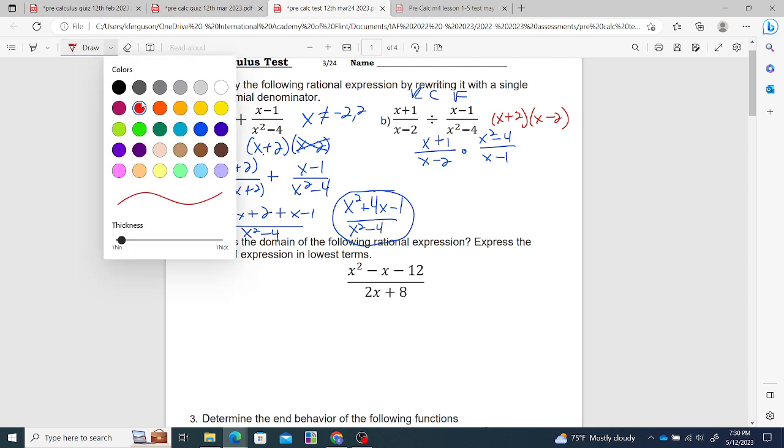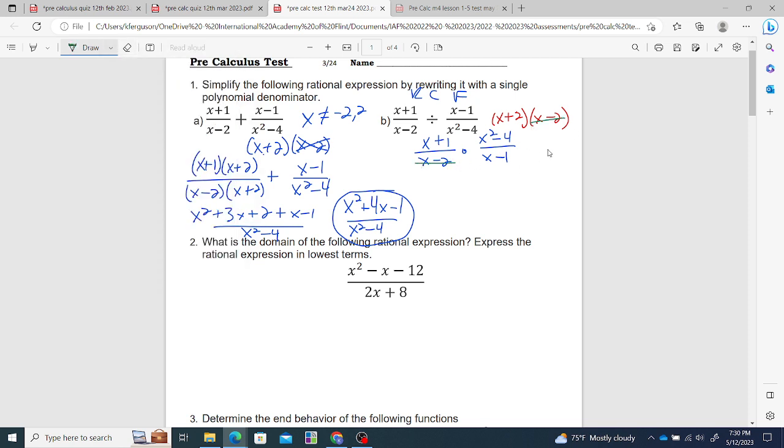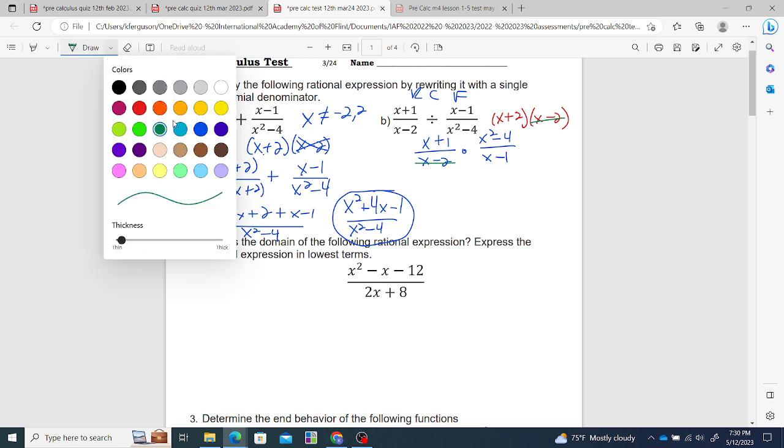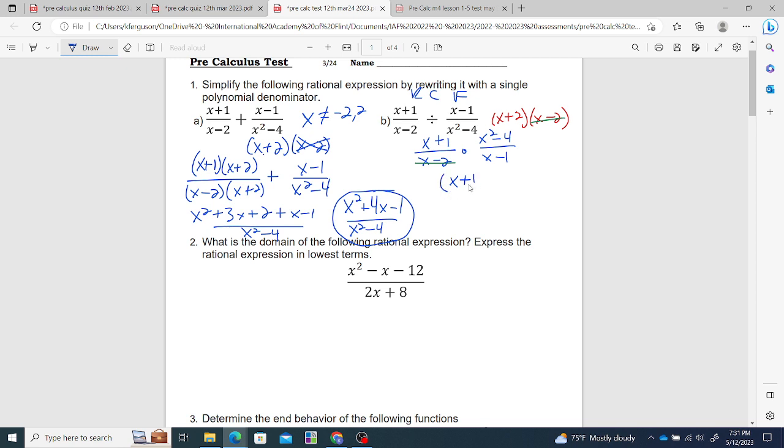And then, because I'm multiplying, I can cross cancel. I can cancel that off and that off. So then what am I going to have left? I'm going to have x plus 1 times x plus 2. It just goes away. And then I'm going to have on the bottom just x minus 1. Now, nothing here can be simplified either. So that's my answer.